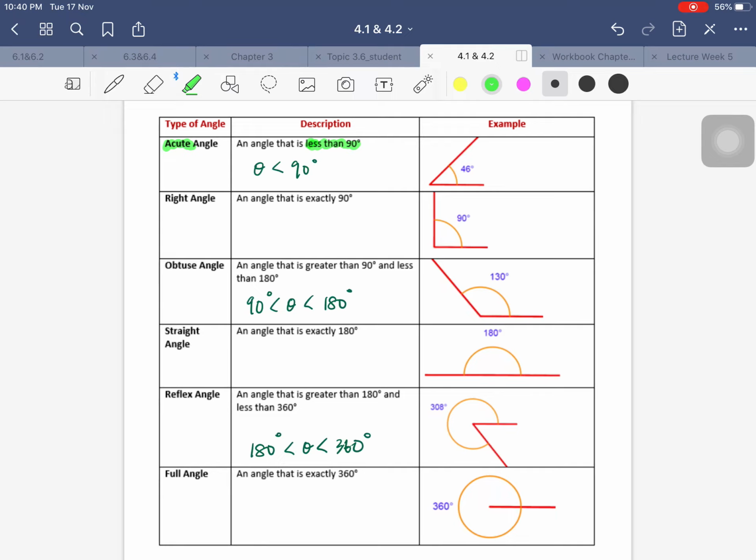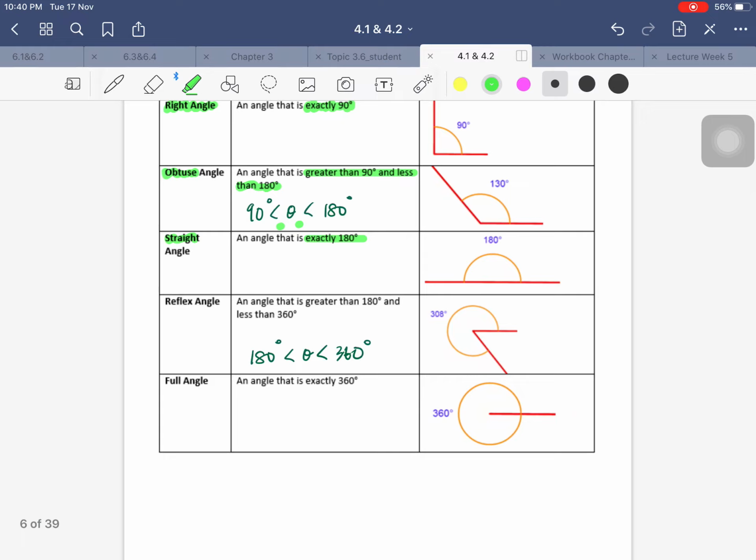Okay, and when you have an angle that is exactly 90 degrees, upright, that is called a right angle. And if you have anything that is greater than 90 but less than 180, like what I have over here, for example, it could be 100 degrees, 120 degrees, 115 degrees, it is called an obtuse angle, as long as the value is between 90 and 180. And when your angle is exactly 180 degrees, it's called a straight angle.